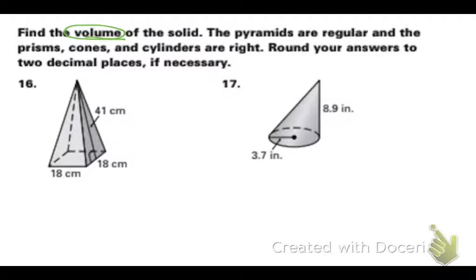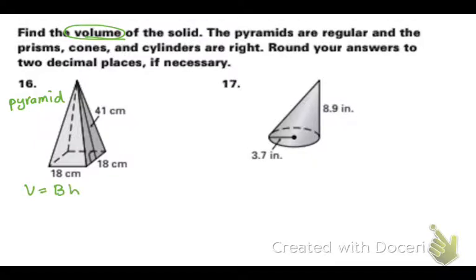So first of all, you need to identify this, and this is obviously a pyramid. It's not a cone because it doesn't have a round bottom. It has a rectangular bottom, and then it comes to a peak at the top, and so it's not a prism, it is a pyramid. So the formula for the volume of the pyramid is very simple. It's just volume equals one third base times height.